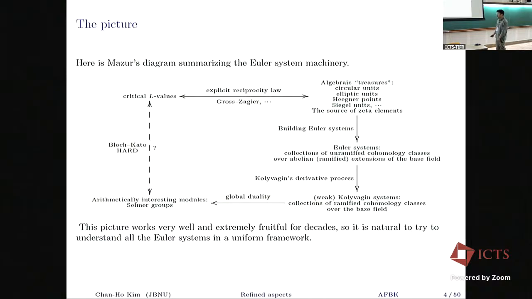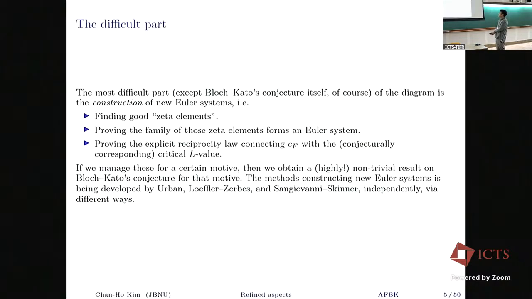This picture works very, very well for decades, and is also extremely fruitful. So it's natural to try to understand all the Euler systems in a uniform framework. Of course, the most difficult part, except the conjecture itself, is the construction of a new Euler system: finding good Z elements, proving that the family of these Z elements really forms an Euler system, and proving the explicit reciprocity law. If we manage this for such a motive, we get a non-trivial result on the Bloch-Kato conjecture for that motive.